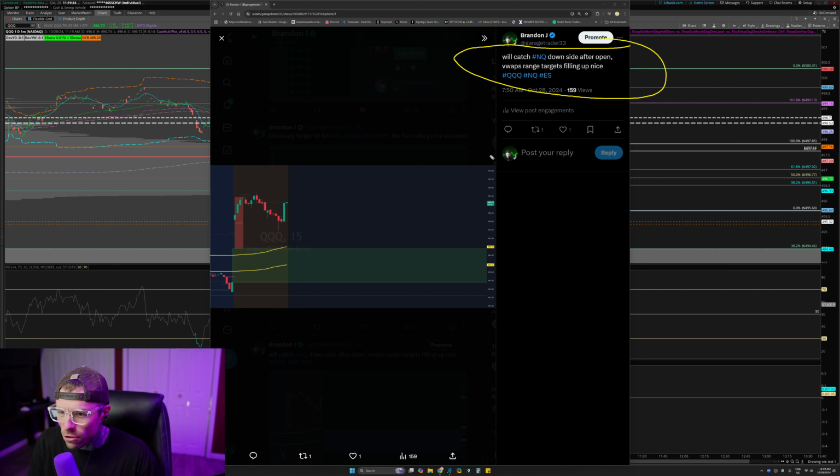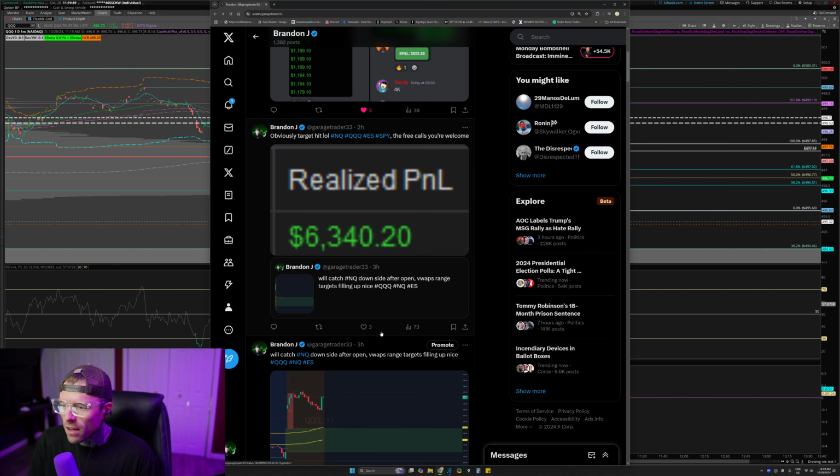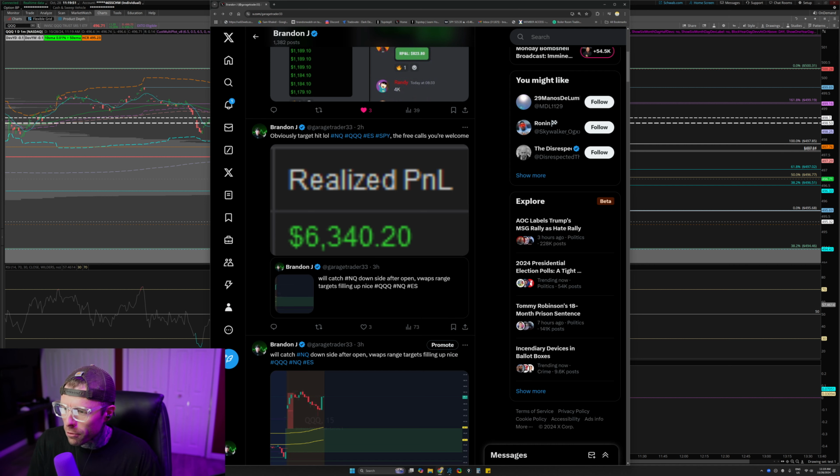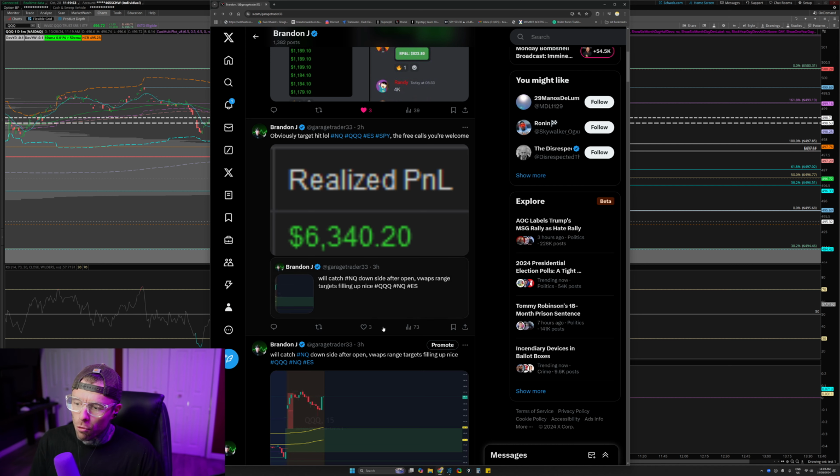We'll catch NQ downside after open, VWAP range targets filling up in price. Here's the VWAP range targets posted way down at 495.40, 495.50. This was way before QQQ in the pre-market, calling it before it happened, right? Then a little bit of a realized P&L as we put in. Obviously, the target was hit.